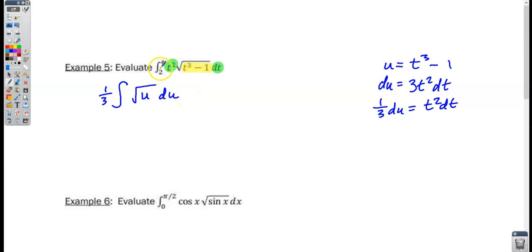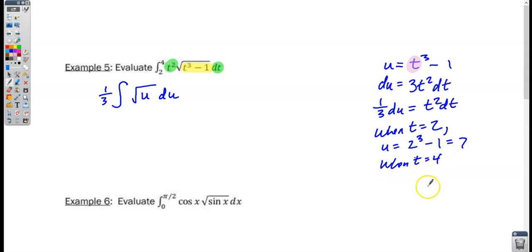Now I have one more step here. These limits of integration are t-values, so I want to change them into u-values. Here's how I'm going to do that. When t is 2, u is equal to 2 cubed minus 1. All I'm doing is substituting the value of 2 in for t and calculating the value of u. So that's going to be 7. And then when t is 4, I approach it in a very similar fashion. u is going to be 4 cubed minus 1, which is 63. So those are my limits of integration in terms of u.